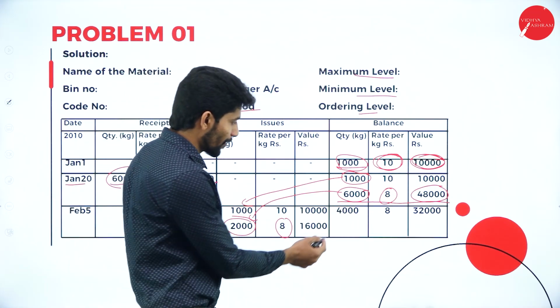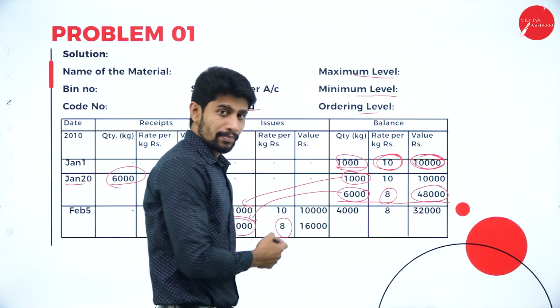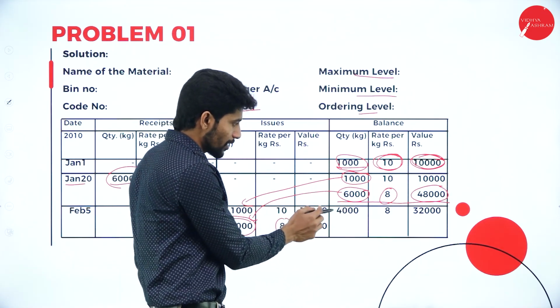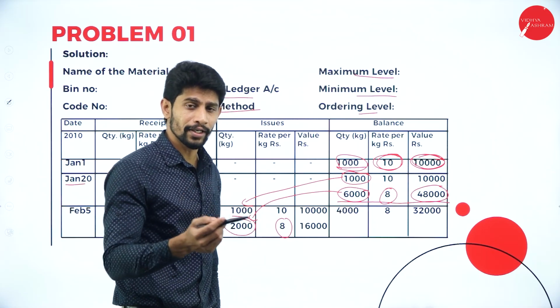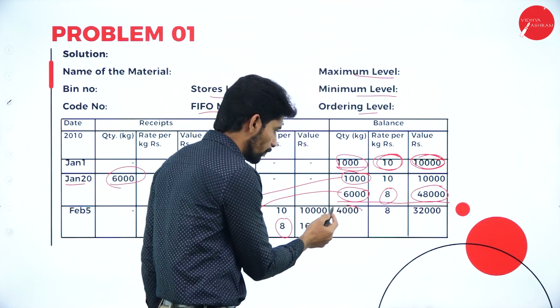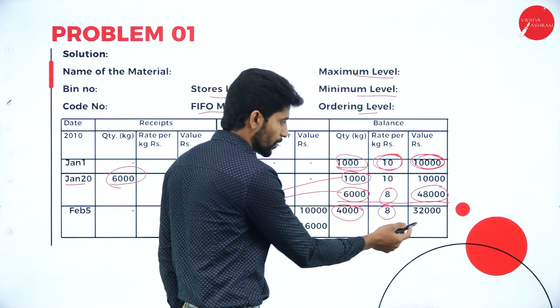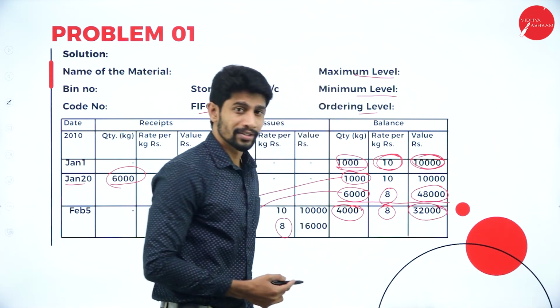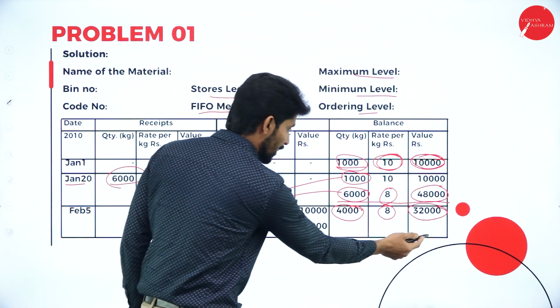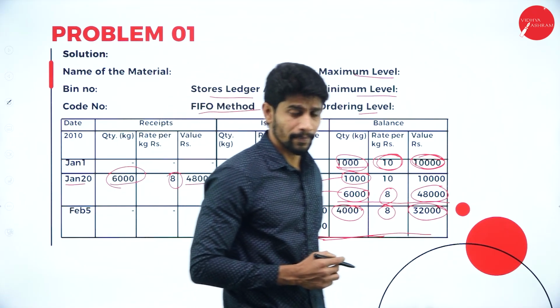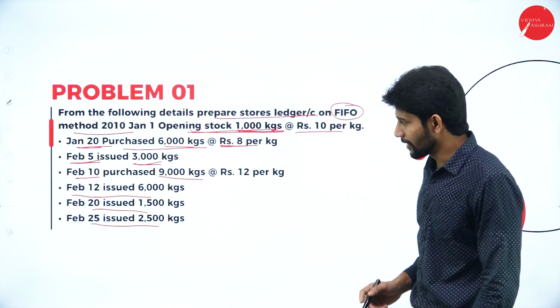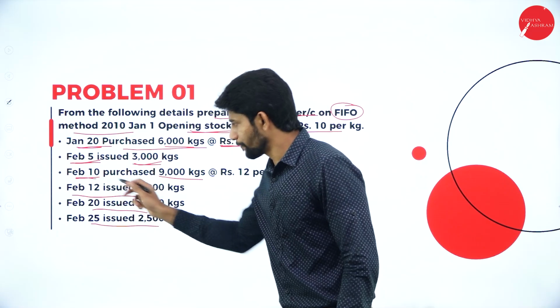What is the balance we will be having? We will be having 4,000 because we already issued this 1,000, and in this 6,000 we issued already 2,000. So remaining is 4,000 units, 8 rupees per unit, and value comes to 32,000. So close the entry for the date 5th Feb. Next, what is the entry? The next entry is 10th Feb.